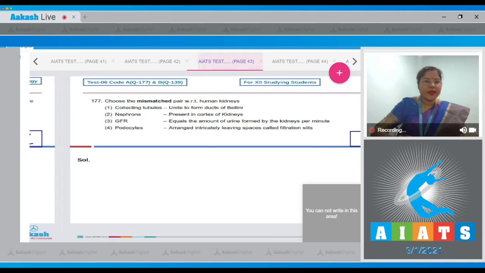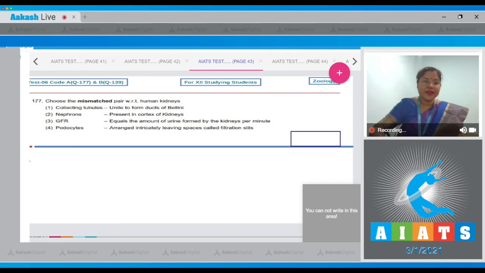Let's proceed to the next question. Question number 177. Choose a mismatched pair with respect to human kidneys. And the options given are option number 1, collecting tubules unite to form ducts of Bellini. This is correct. Option 2, nephrons present in cortex of kidneys. This is correct. GFR equals the amount of urine formed by the kidneys per minute.